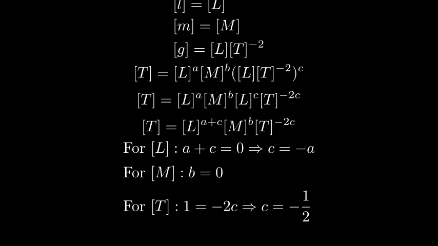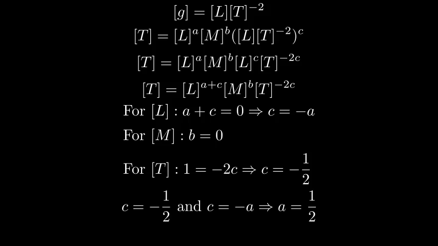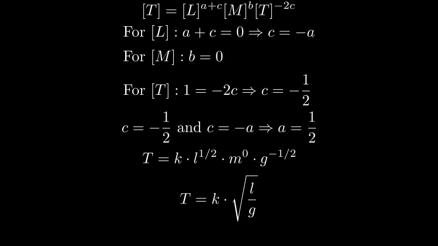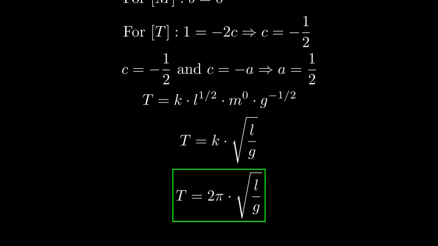From M, b = 0. From T, 1 = -2c, so c = -1/2. Since c = -1/2 and a + c = 0, we have a = 1/2. So the formula becomes T = k * L^(1/2) * m^0 * g^(-1/2), which simplifies to T = k * sqrt(L/g). The actual formula for the period of a simple pendulum is T = 2 pi * sqrt(L/g). So our dimensional analysis correctly predicted the form of the relationship, with the dimensionless constant k being 2 pi.